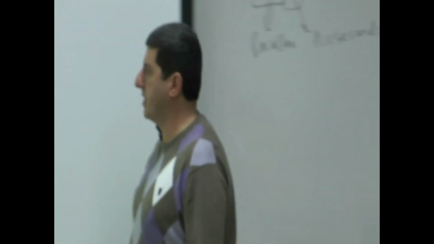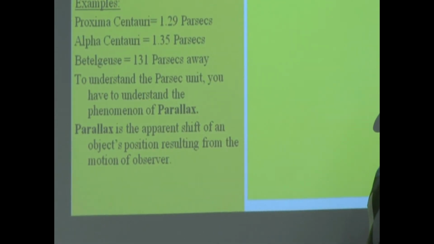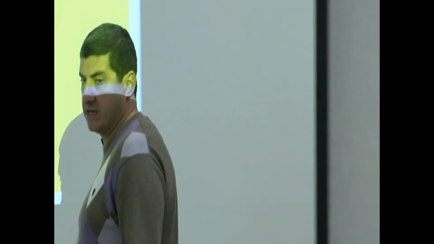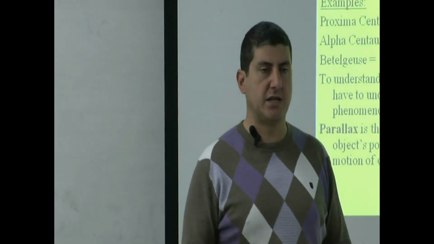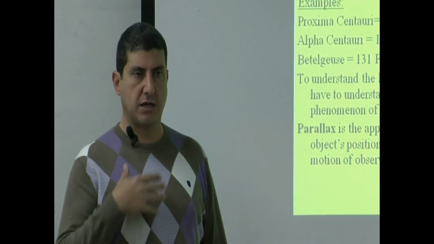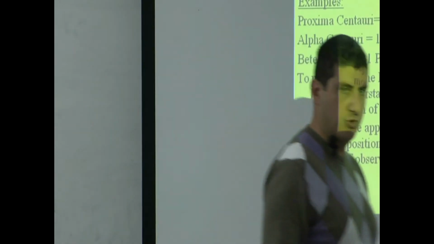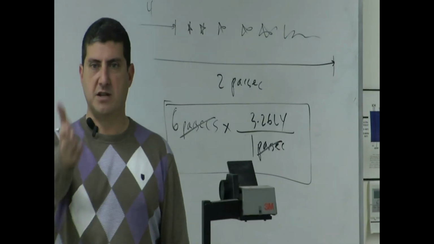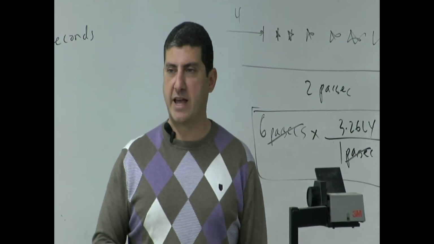So let's understand what parallax means. Parallax is the apparent shift of an object's position resulting from the motion of an observer. So when you are moving and then something seems to be moving. For example, I'll give you a very basic idea. Let's say I'm standing here and I look at you. I have to view you this way, right? And then now I start moving. I have to start shifting my head. So now I go like this. Now I have to view you this way. That's, you guys have just parallaxed.